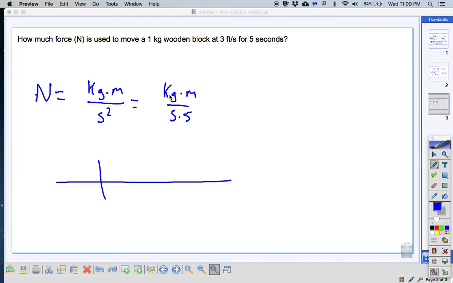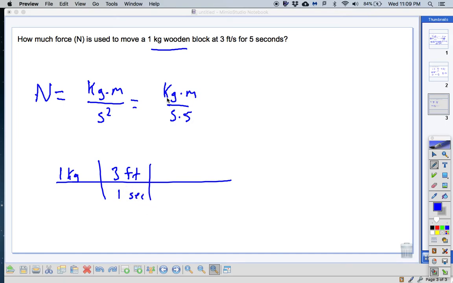I am given that I have a 1 kilogram wooden block. Well, I need that on the top, so we're going to put it on the top. 1 kilogram. I am given that I have 3 feet per second. Well, that's similar to having meters, because feet and meters are both units of length, and I know a conversion factor from feet to meters. So I'm going to put on the top the 3 feet, and it says 3 feet per second, so there's 1 second on the bottom.